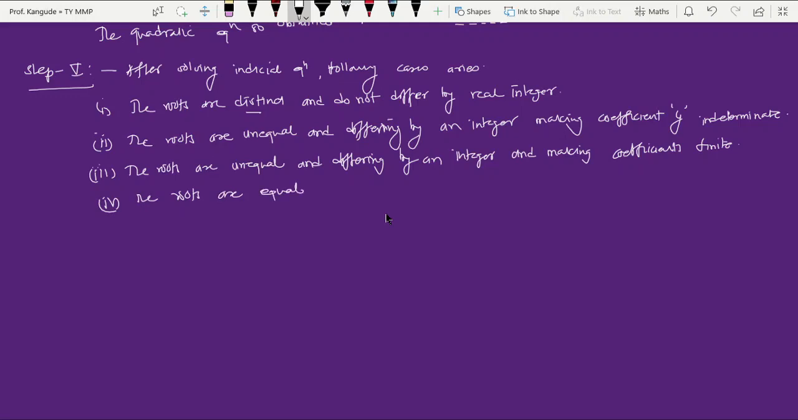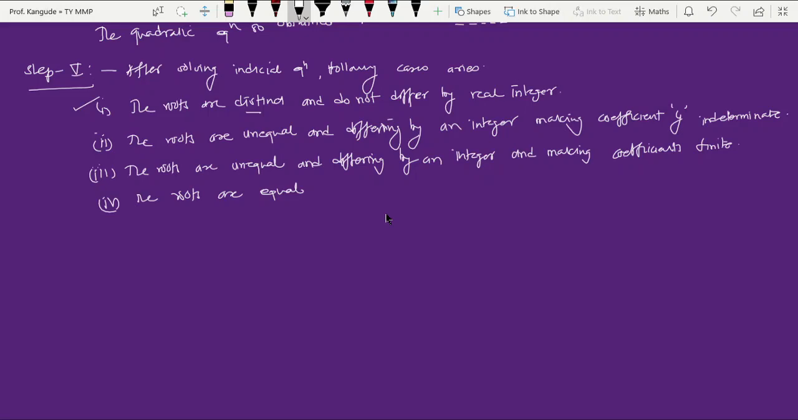So first is they are not equal, they are completely distinct and they do not differ by real integers, first possibility. Second possibility is the roots are unequal, that means they are not same and they differ by an integer, making coefficient y indeterminate sometimes. And third possibility is that roots are unequal and differing by an integer and making coefficients finite sometimes. And lastly, the roots are equal.